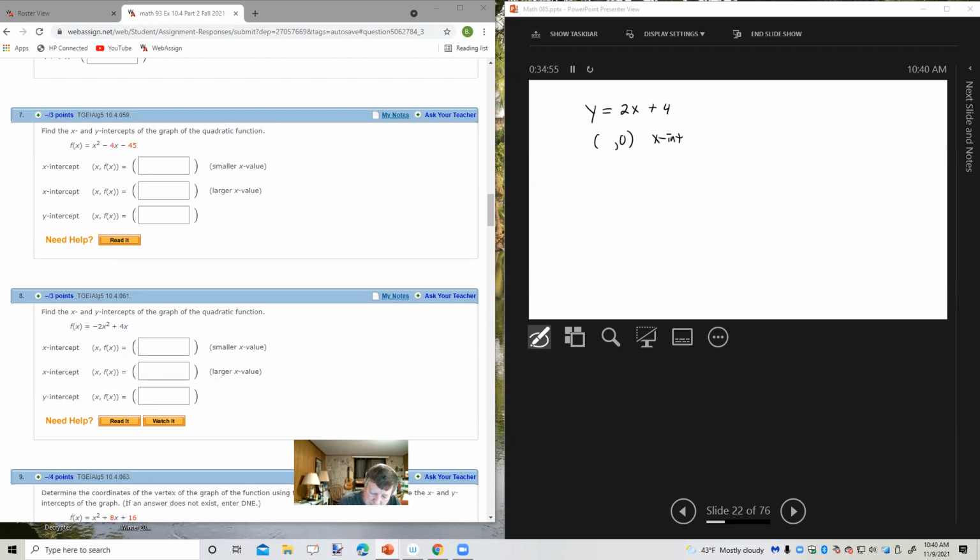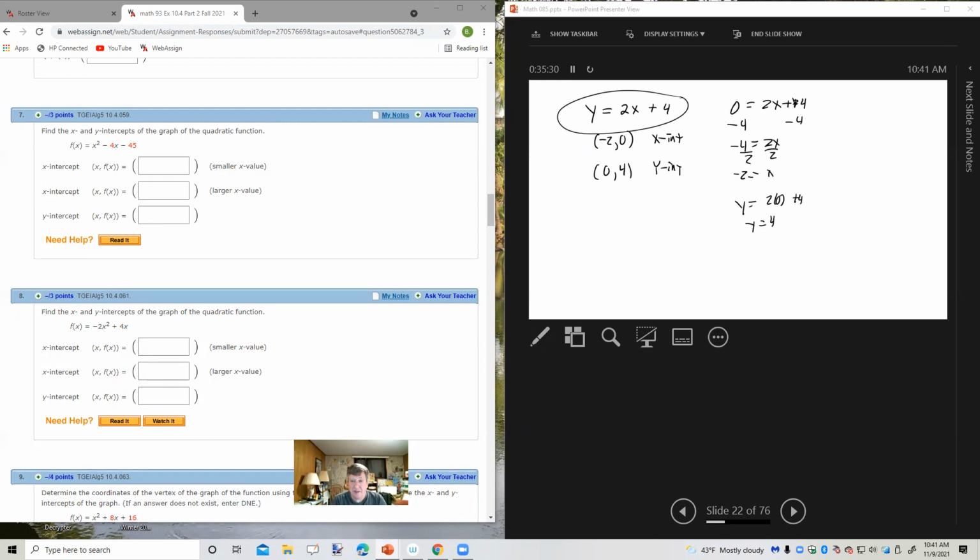Okay, so if y is 0, 0 equals 2x plus 4. Subtract 4 from both sides. Negative 4 equals 2x. Divide by 2. X equals negative 2. So for this equation, the x-intercept is at negative 2, 0. It's an ordered pair. Now, to find the y-intercept, we would set x equal to 0. Y equals 2 times 0 plus 4. Y equals 4. We get that, okay?